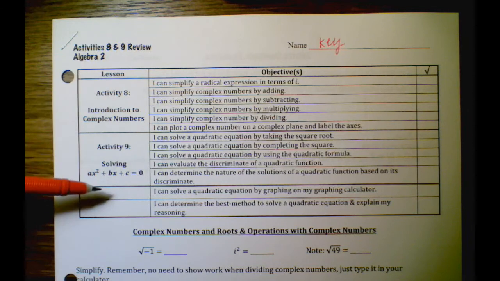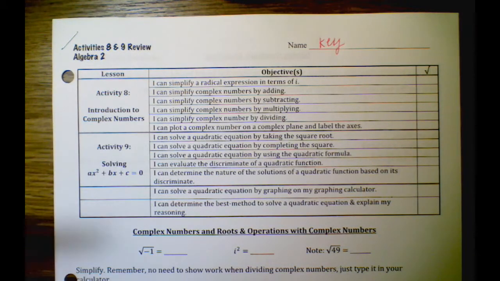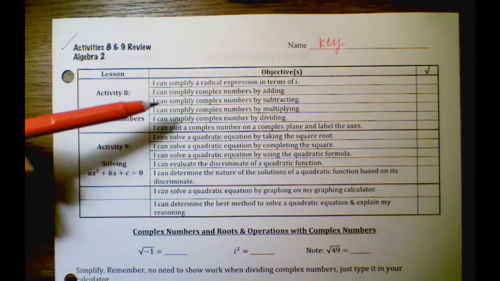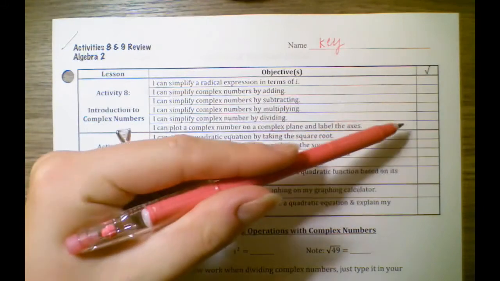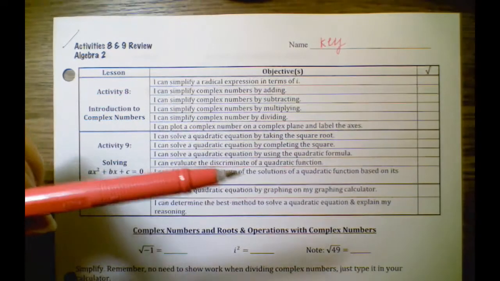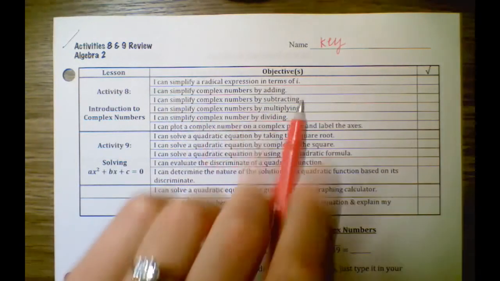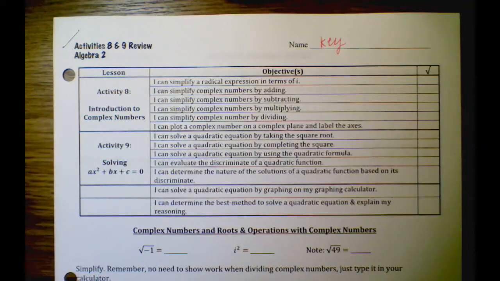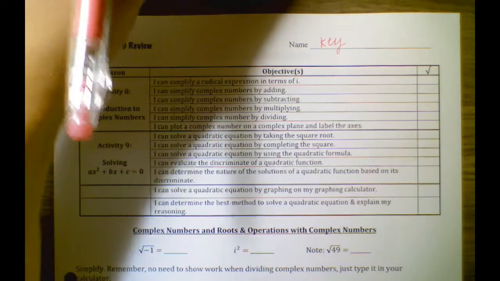Up here at the very top of your review, this is your little checklist of the objectives that you need to know for your quiz. Remember to read through this. If you know how to do it, then place a check mark over here off to the right. If you're not quite confident in that specific topic yet, go ahead and highlight it so you know you need to go back and review that a little bit more, okay? So make sure you guys go through this list and see what you can do.